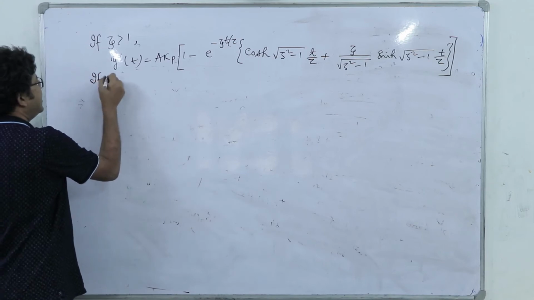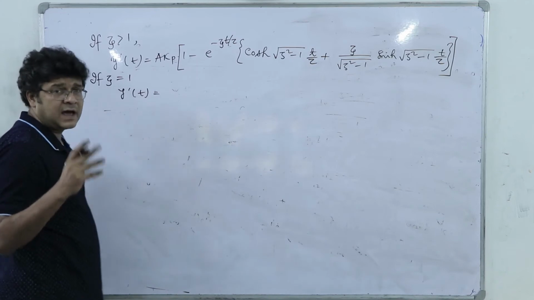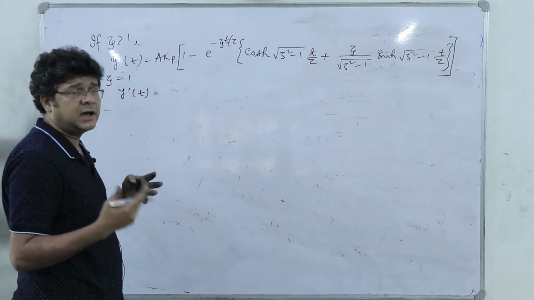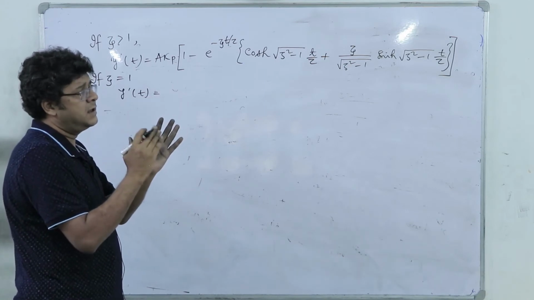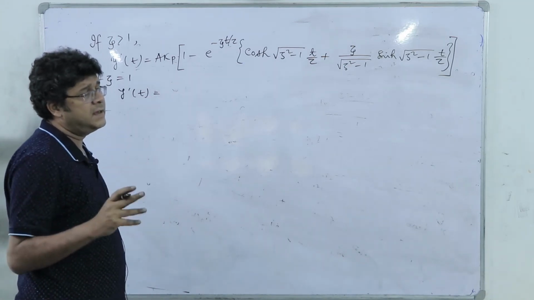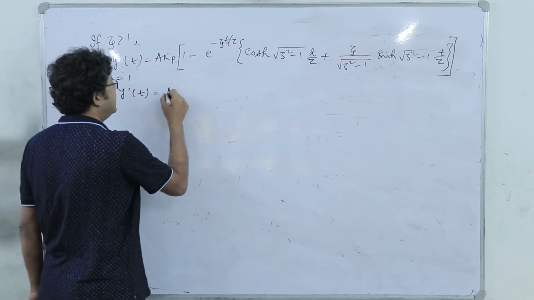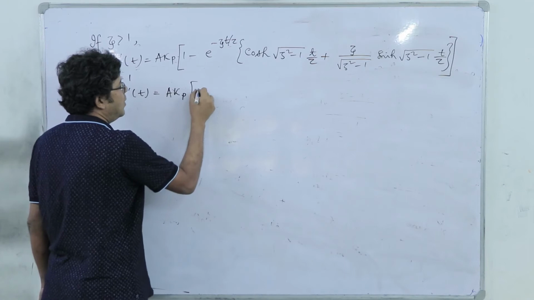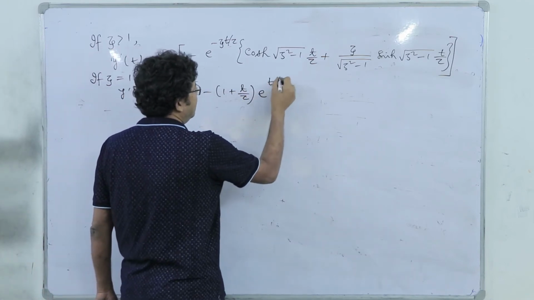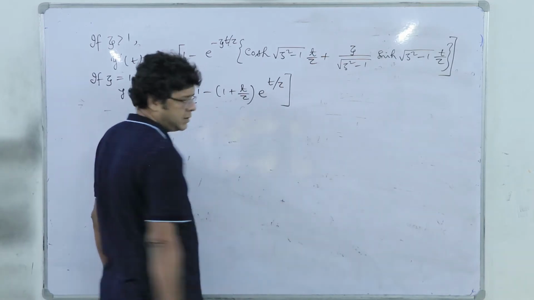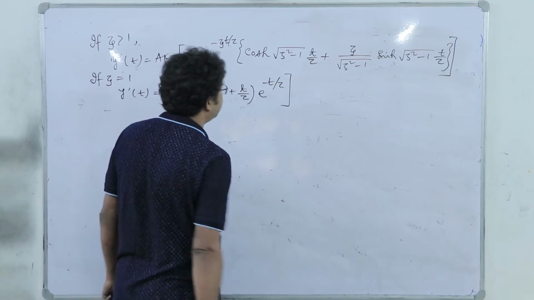If second case, zeta is equal to 1, y prime t, as we have to note, will be some constant plus some e to the power function of t, then within bracket C2 plus C3t. And what is that exactly? A Kp into 1 minus (1 plus t by tau) into e to the power minus t by tau, right.